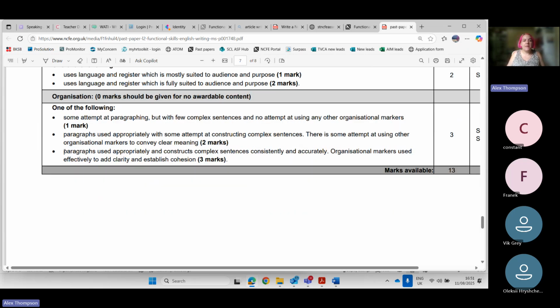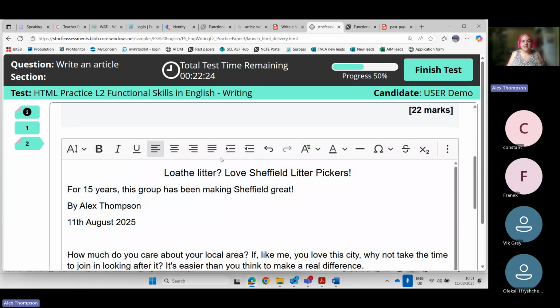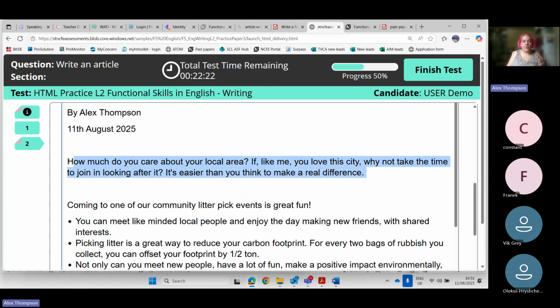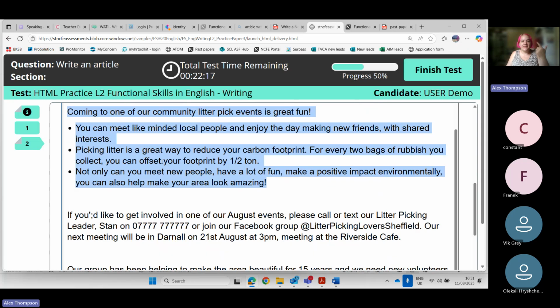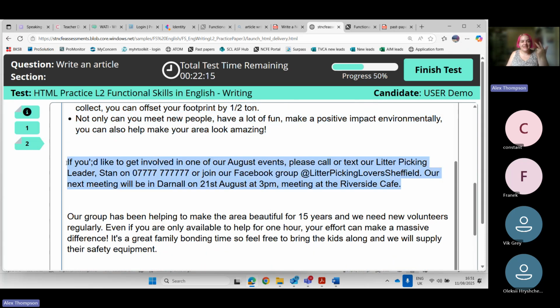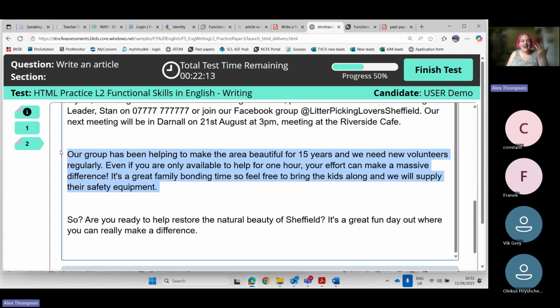Have we got paragraphs, and are they used appropriately? For every new subject, we started a new paragraph. 1 for the introduction, 1 for the benefits, 1 for the contact details, 1 for why we need support, and 1 for the conclusion. And you can see I always leave 1 line space to clearly show that the information is in these areas, these paragraphs.